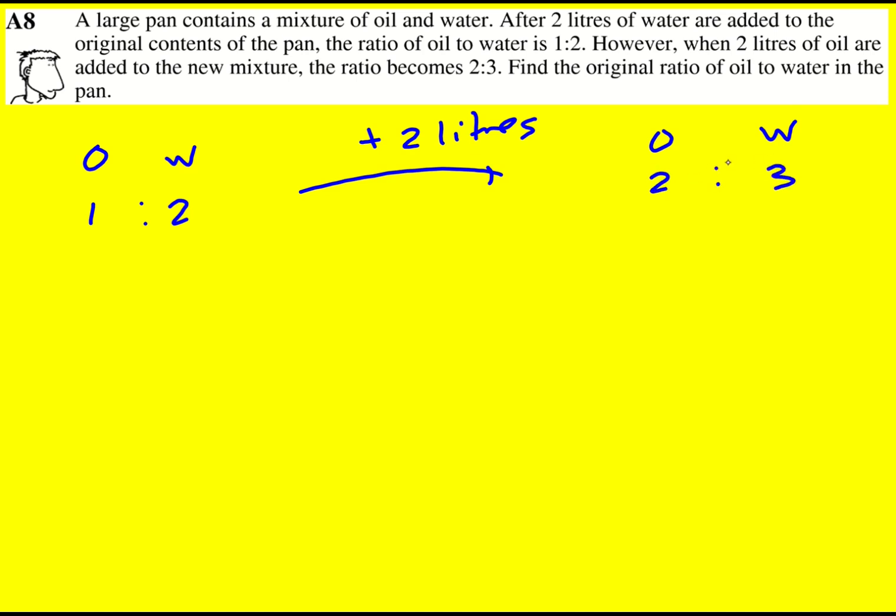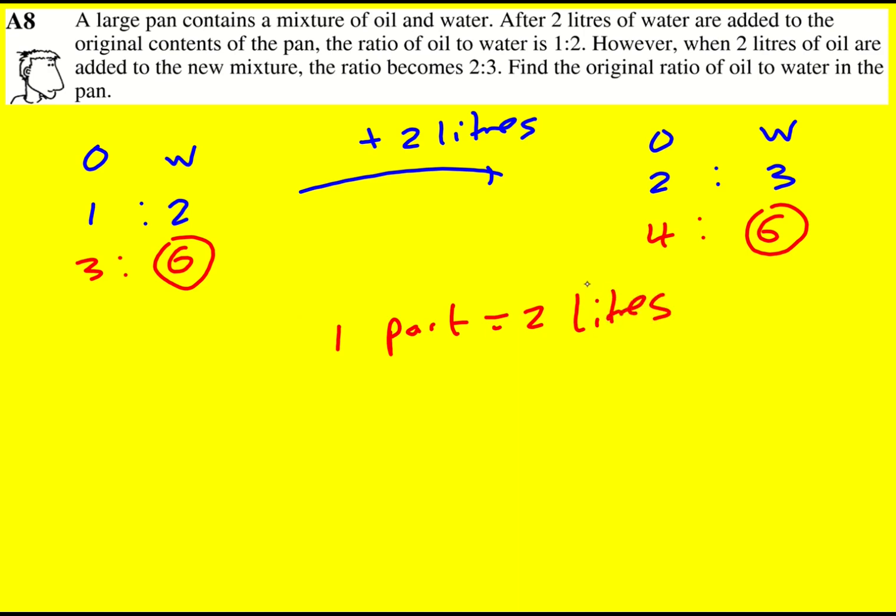Now here's the thing, the water has not changed. So if we times this one by 3 and this one by 2, we see that now the number of water parts is the same. And so what has happened is we've just gone up by 1 part, and therefore 1 part must equal 2 liters in both of these.